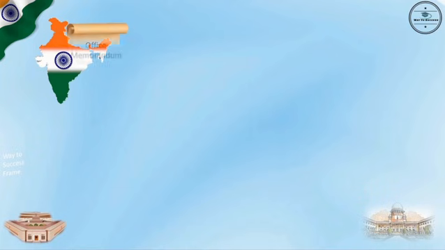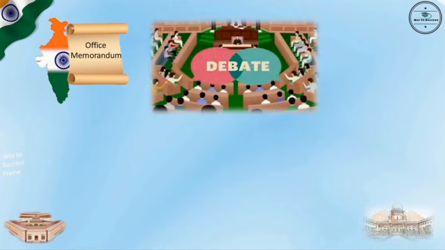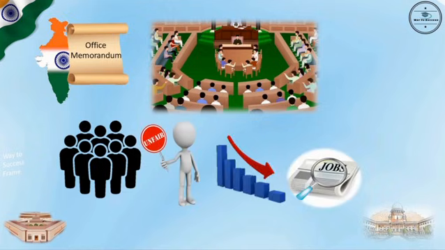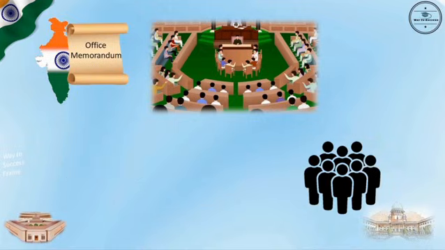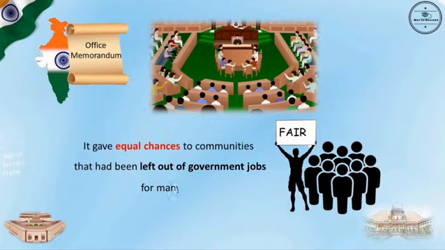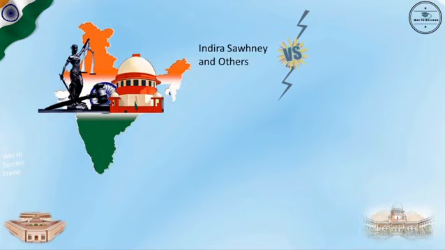When the office memorandum was issued in India, it caused a big debate. Some people thought it was unfair as it reduced job opportunities for those not from backward communities. Others believed it was fair as it gave equal chances to communities that had been left out of government jobs for many years. The issue was taken to the Supreme Court of India in the case called Indira Sawhney and others versus Union of India.